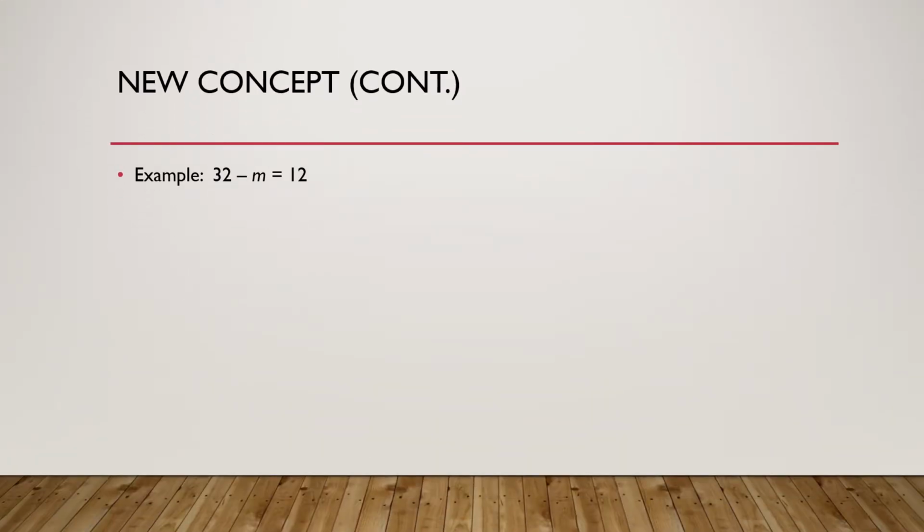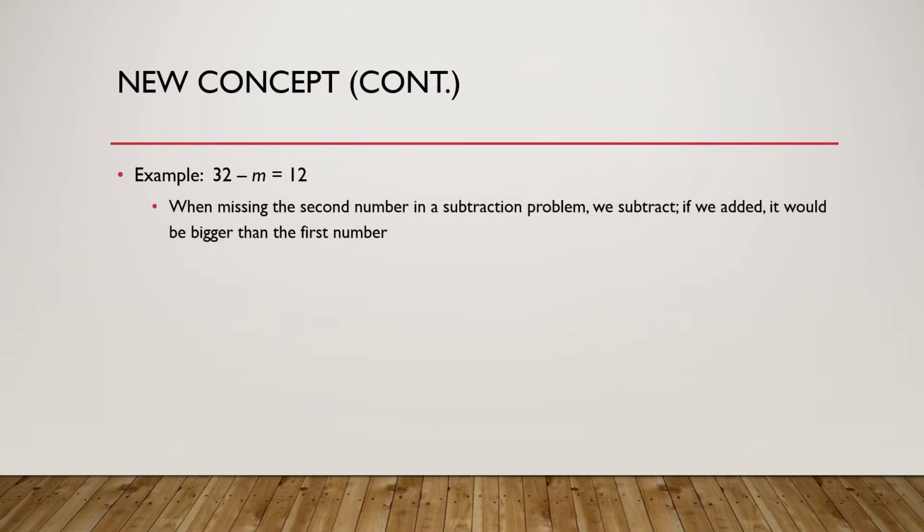Let's try another one with a different number missing. This time we're missing the second number. 32 minus our missing number m equals 12. When we're missing the second number in a subtraction problem, we have to subtract the other two numbers to find the answer. The reason is that if we added, the second number would be bigger than the first number, and we already said you can't subtract like that. 32 minus 12 is 20, so m equals 20.